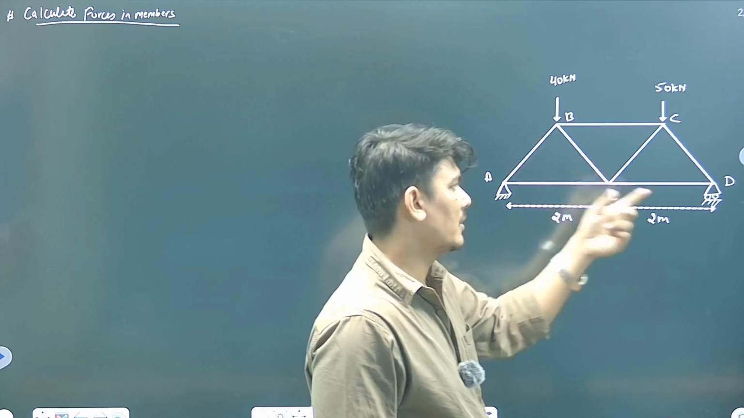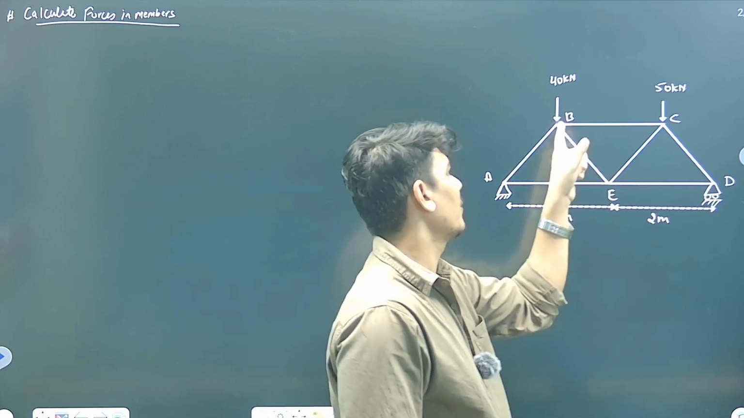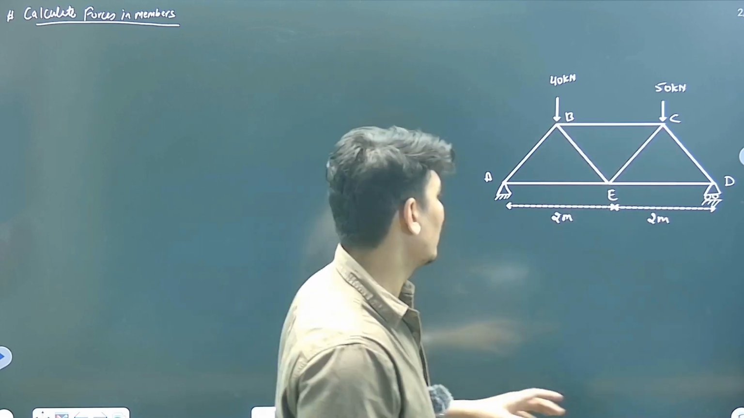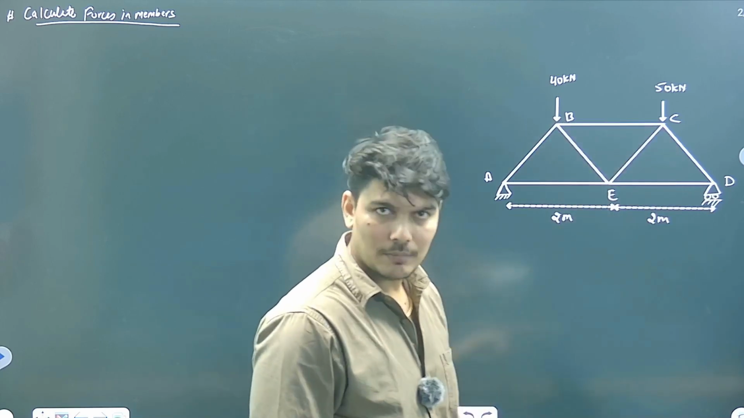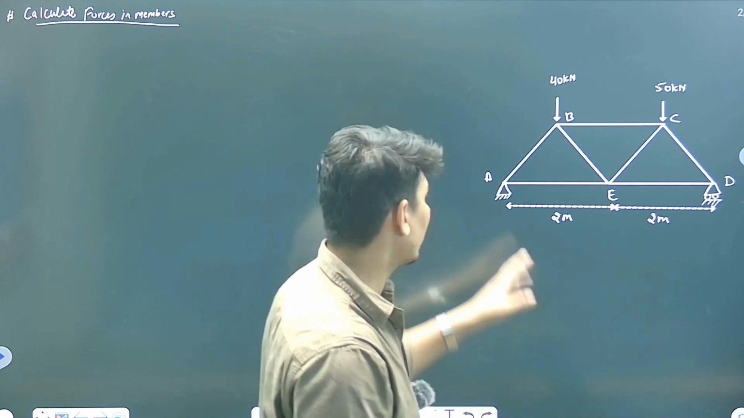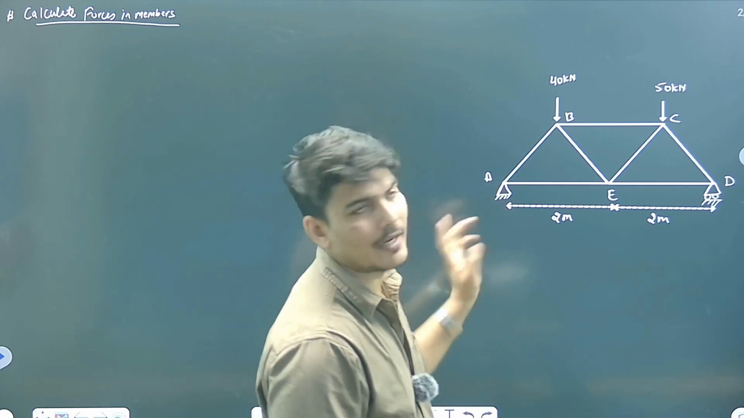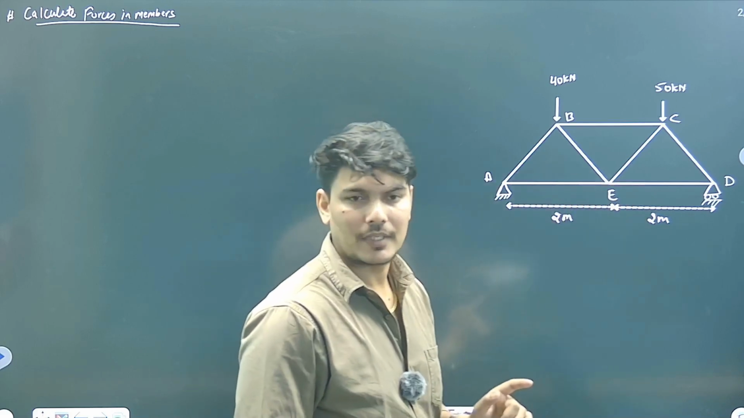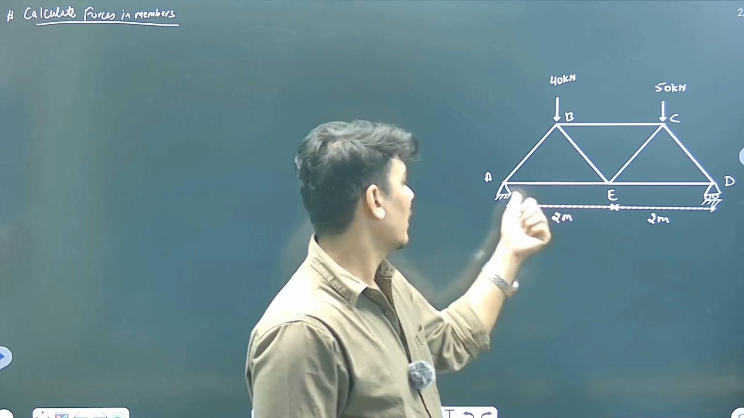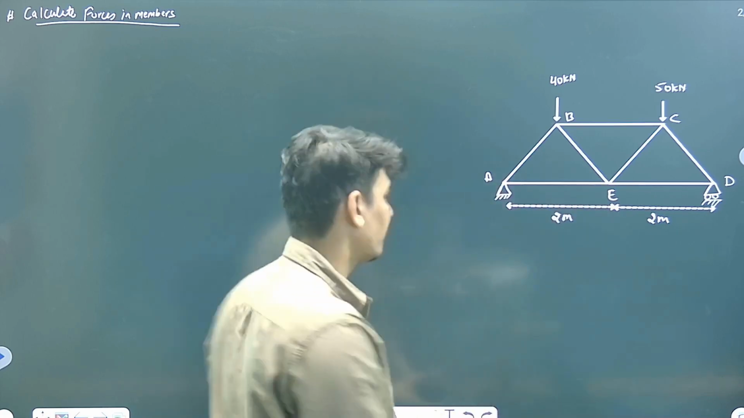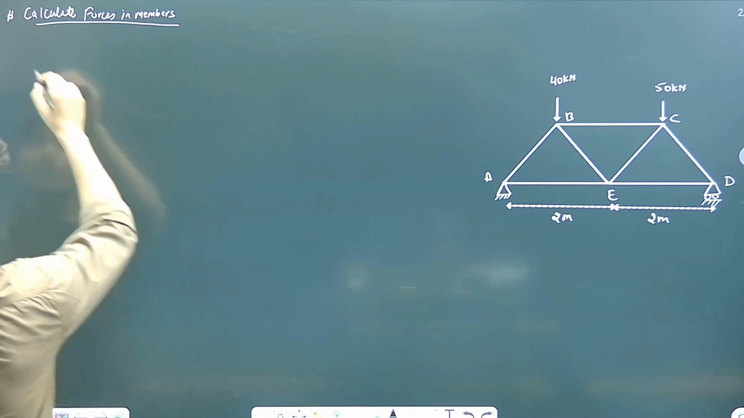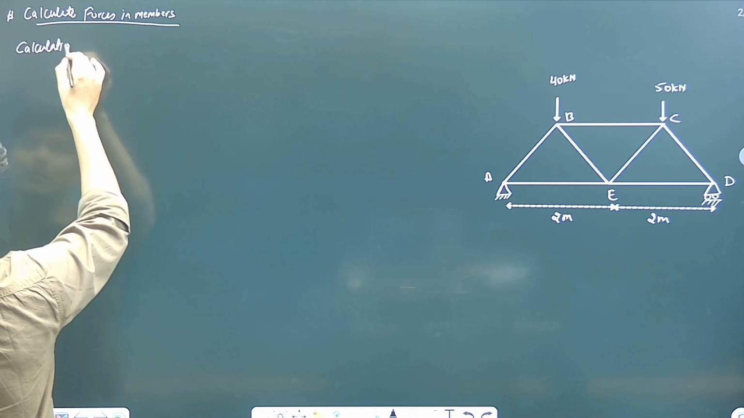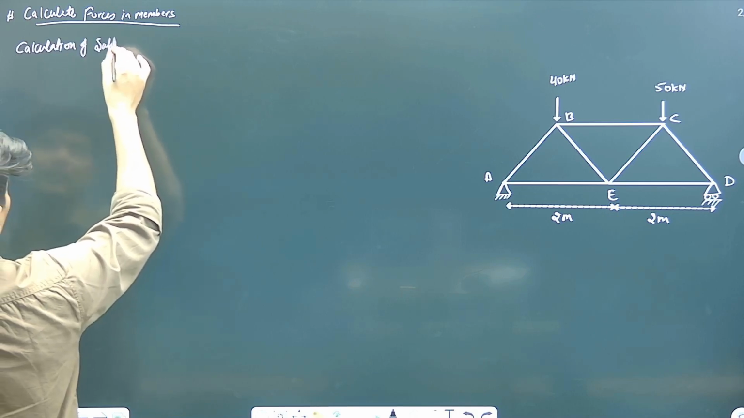E has more members. D has the same situation. B has another, again three members. So first you have to reduce the number of unknown forces. How will you eliminate? You can eliminate at point A if you find the reaction at A. Similar is the case at D, right? So first of all, let us calculate the support reaction. Now, calculation of support reaction.